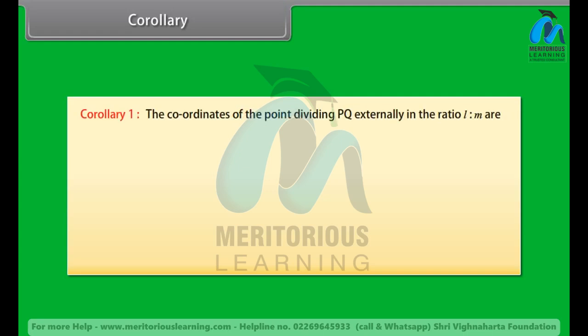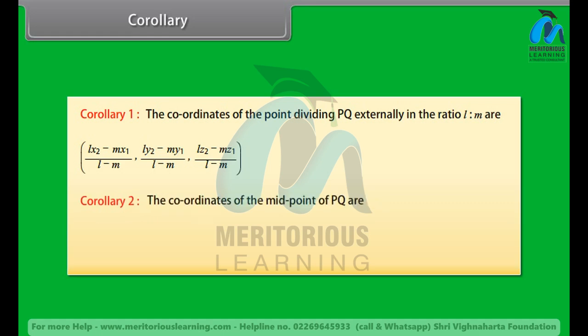Corollary 1. The coordinates of the point dividing PQ externally in the ratio l is to m are ((lx2 minus mx1) divided by (l minus m), (ly2 minus my1) divided by (l minus m), (lz2 minus mz1) divided by (l minus m)). Corollary 2. The coordinates of the midpoint of PQ are ((x1 plus x2) by 2, (y1 plus y2) by 2, (z1 plus z2) by 2).